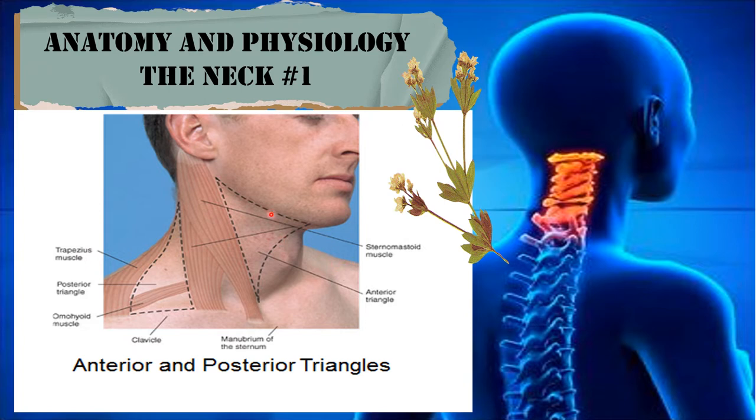The anterior triangle, this is where the mandible is just above the triangle, and the sternocleidomastoid muscle is located laterally. Okay, and then the midline of the neck is medially. Okay, and then for the posterior triangle, okay, the sternocleidomastoid muscle, the trapezius muscle, so it is near there, and then the clavicle.